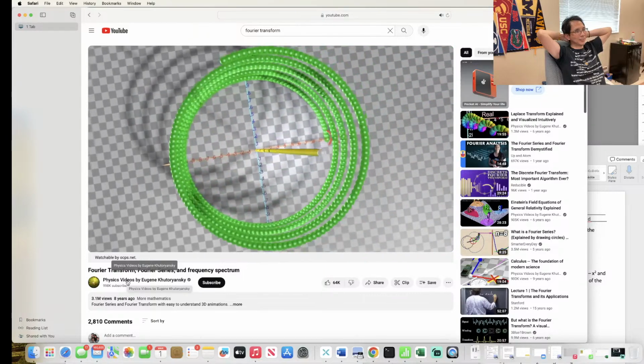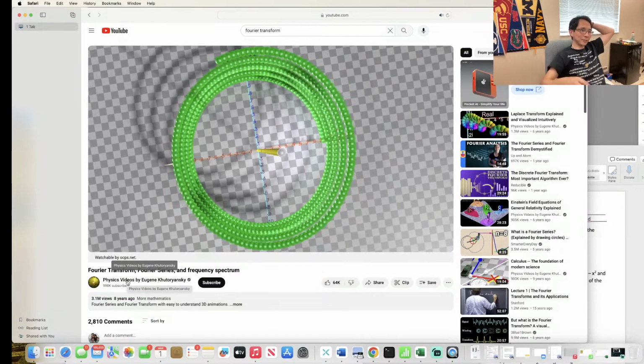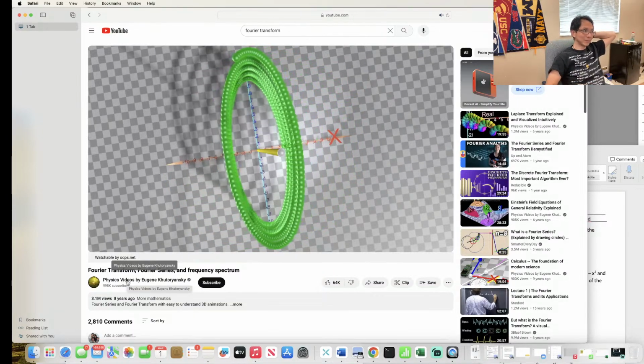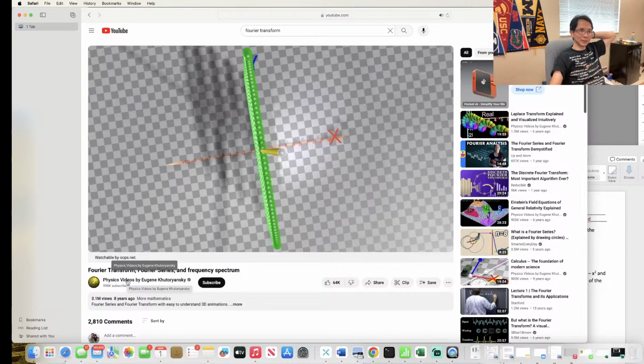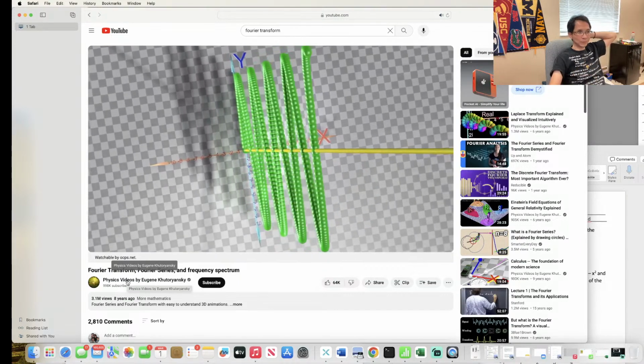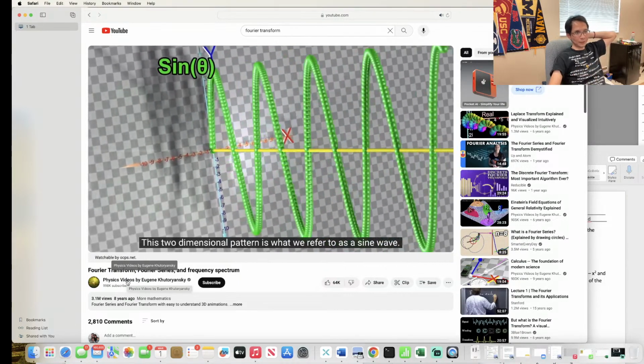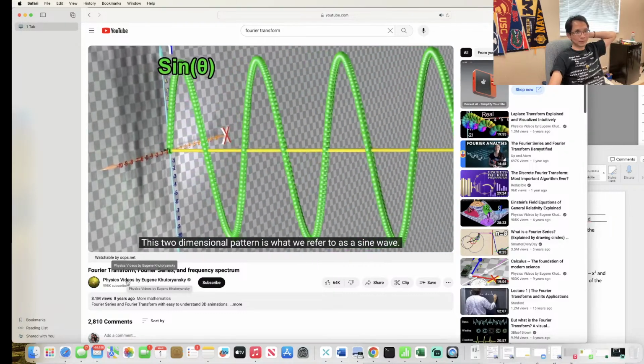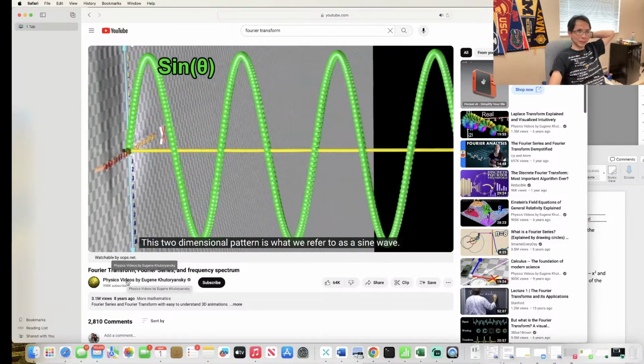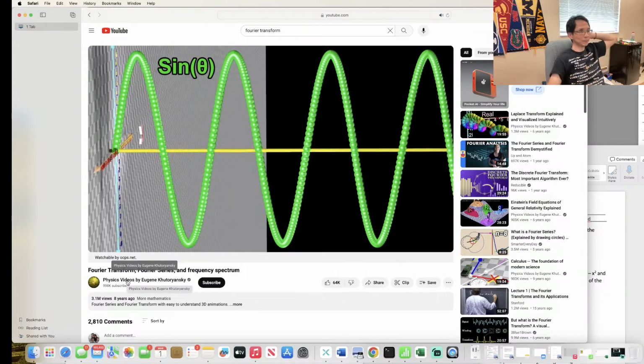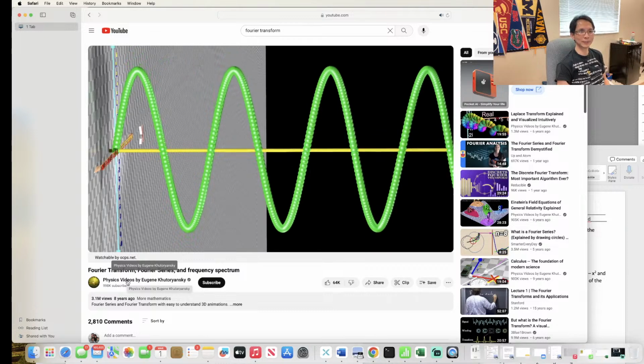I do. So this is the sine graph. Do you see this? Yeah. So this is actually 3D. And not only that, you can see a unit circle in a second.